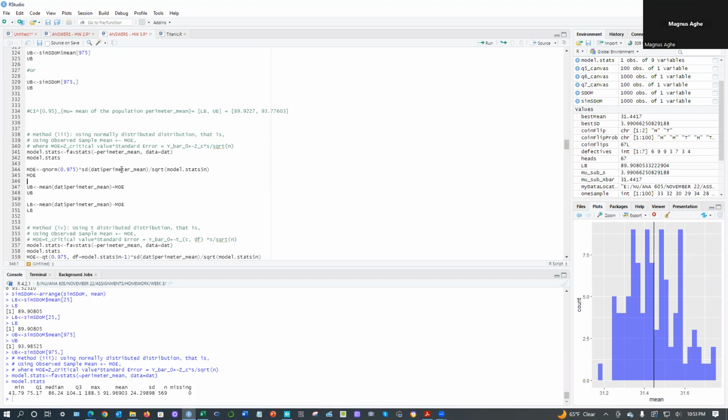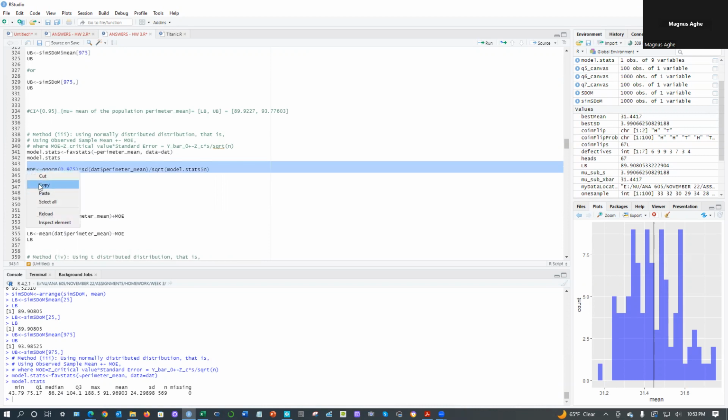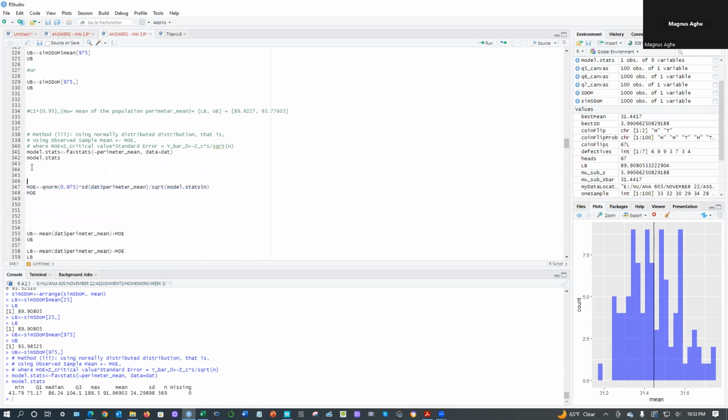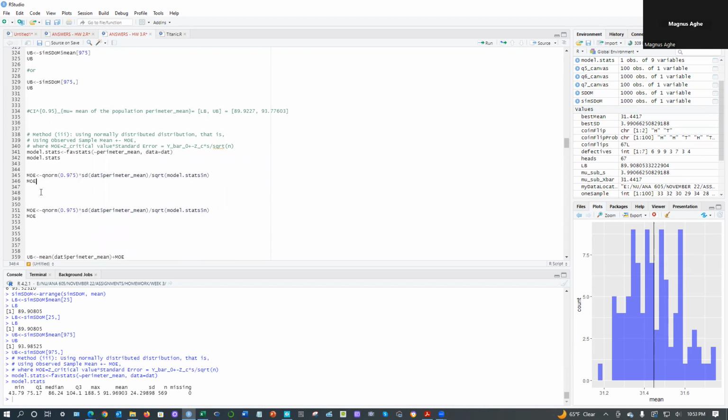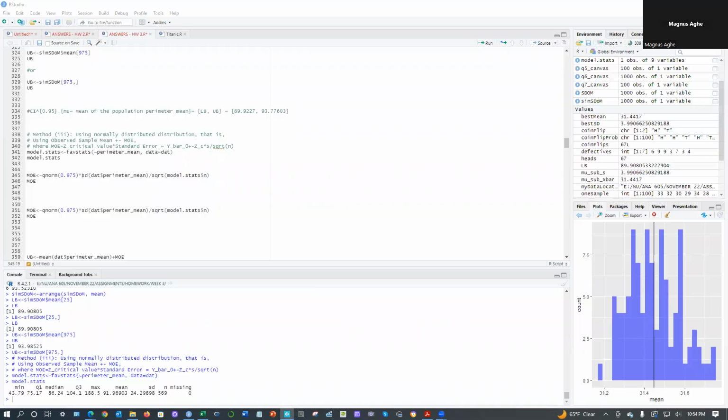S sub y, go to this one, standard deviation of the perimeter mean, go to the data, go to the perimeter mean, or go to the favstats. If you want, you can go to the favstats too. I'm going to write this one in another way, different from the way that I have written. The margin of error is nothing but qnorm times SD. Rather than SD, I'm going to write the way that I have written here. Go to the thermostat like that. I would say I'm going to go to qnorm, model stat.